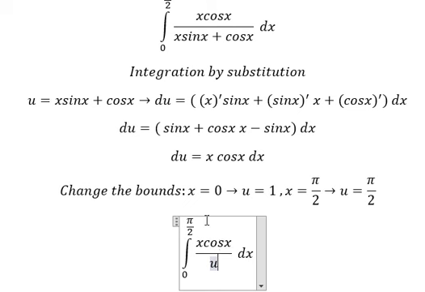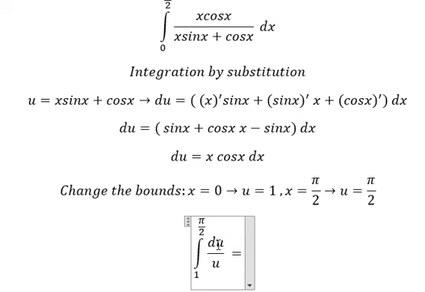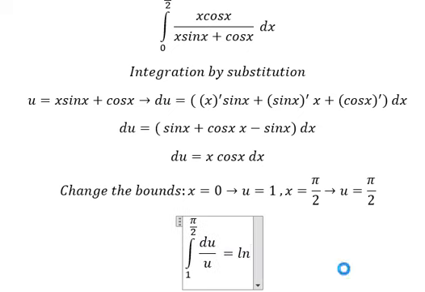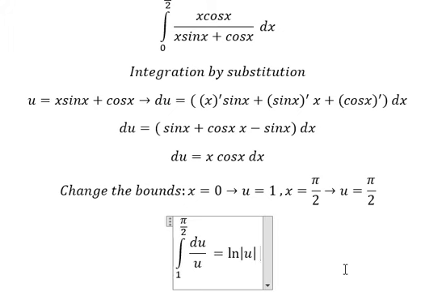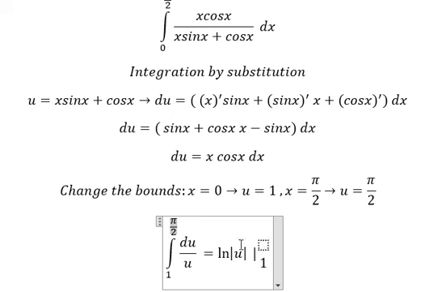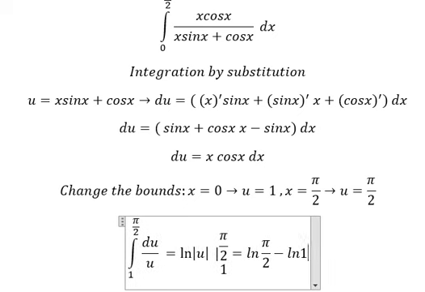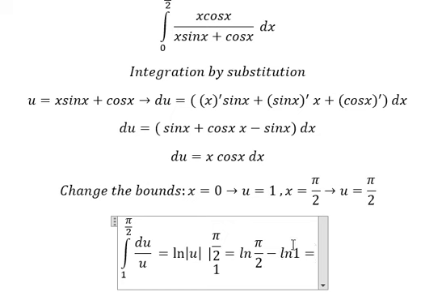S cosine s ds we change by du. Number 0 we change by number 1. And now we have the final answer. The integration of du over u, we have ln of the absolute value of u, and I will put the bounds from number 1 to b over 2. So we have the final answer in here. Ln of number 1 is 0, so we just have this one left.